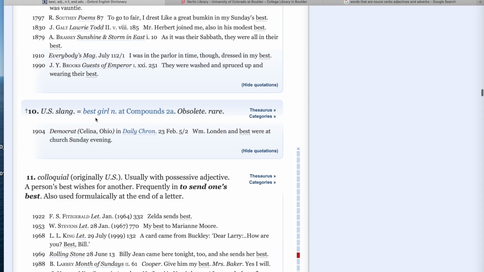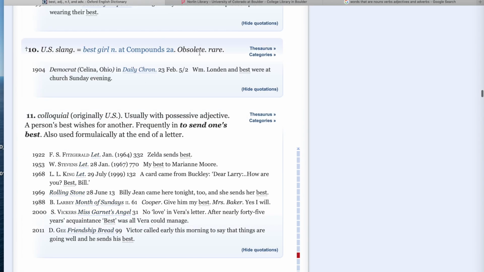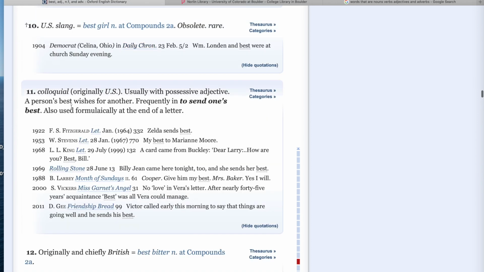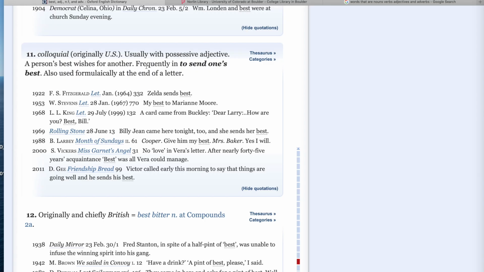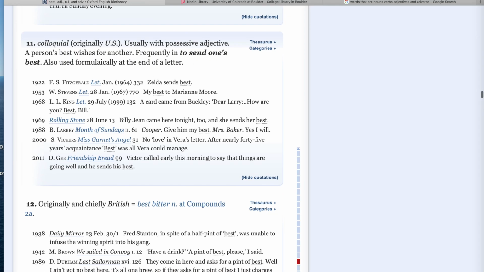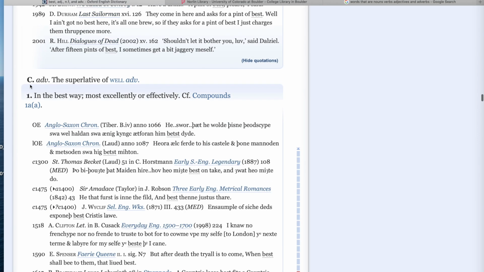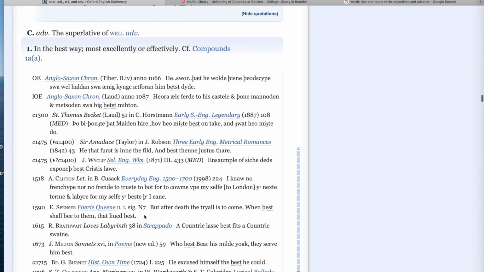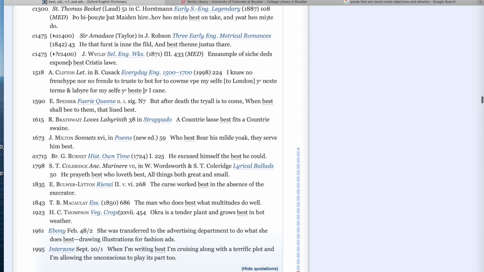Definition number 10, my best girl, which is obsolete, right? So if it tells you a word is obsolete, it'll show you here, and then it says, well, around 1904, that definition was in usage. Continuing, here's the 11th definition of best as a noun, 12th, and then letter C, now we're in the adverb. So it's now a superlative of well, so the very most well. Okay, and again, here are all of our usages across time.